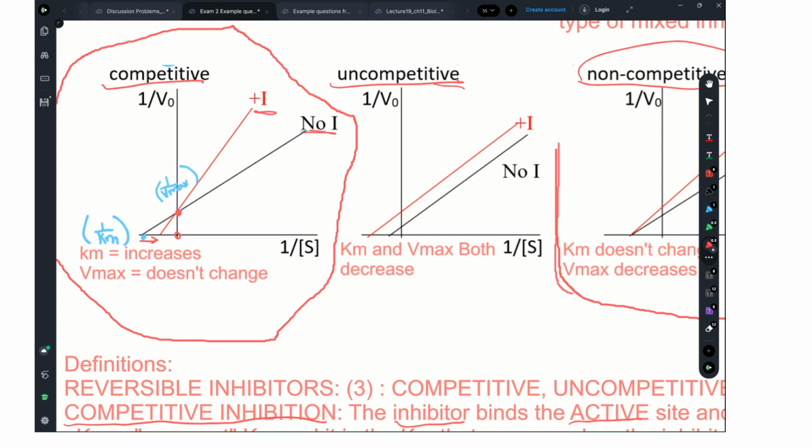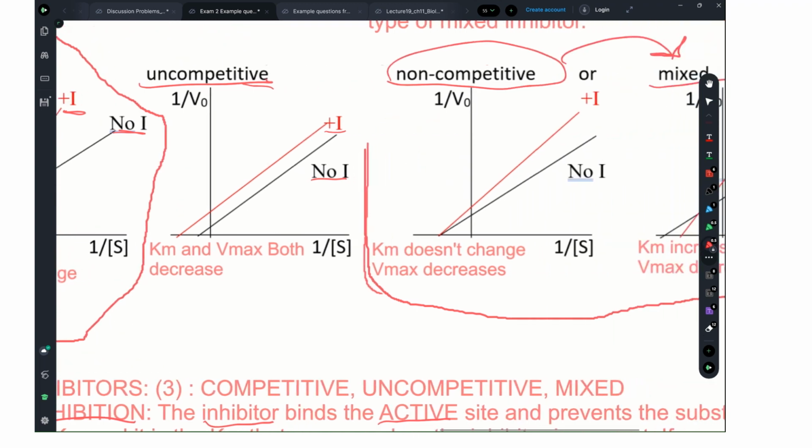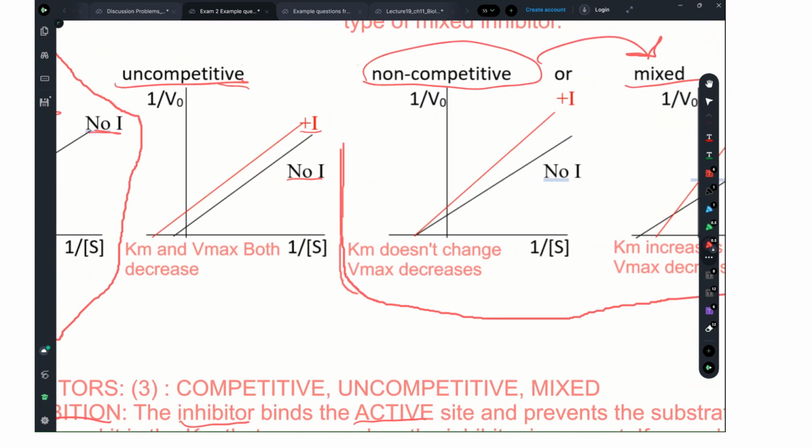For uncompetitive inhibitor, you can see that whether you have no inhibitor or an inhibitor, you just have parallel lines. So both the Vmax and the Km decrease. And then here for non-competitive, which again is a type of mixed inhibitor, where the lines cross on the x-axis remains the same, and that's the value for Km. So Km does not change, but Vmax decreases.